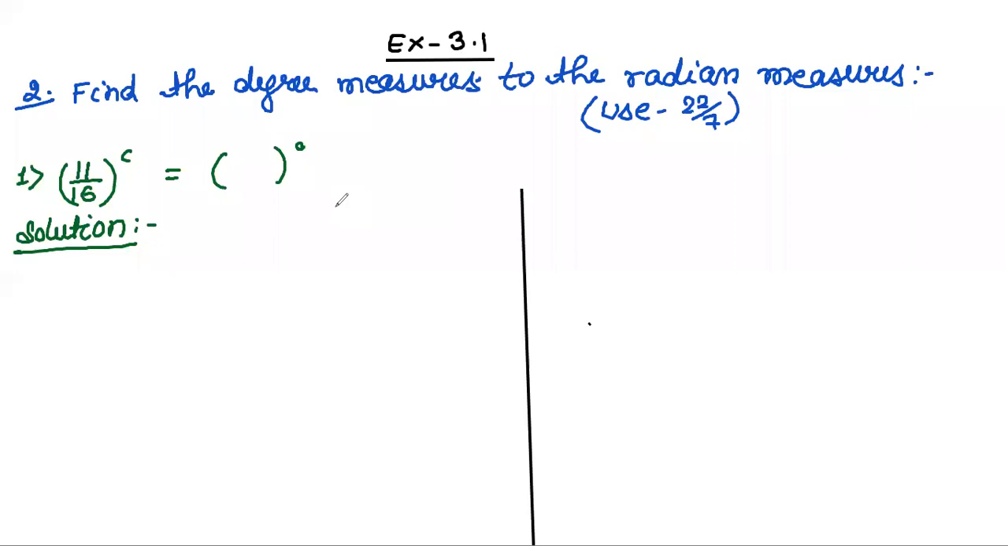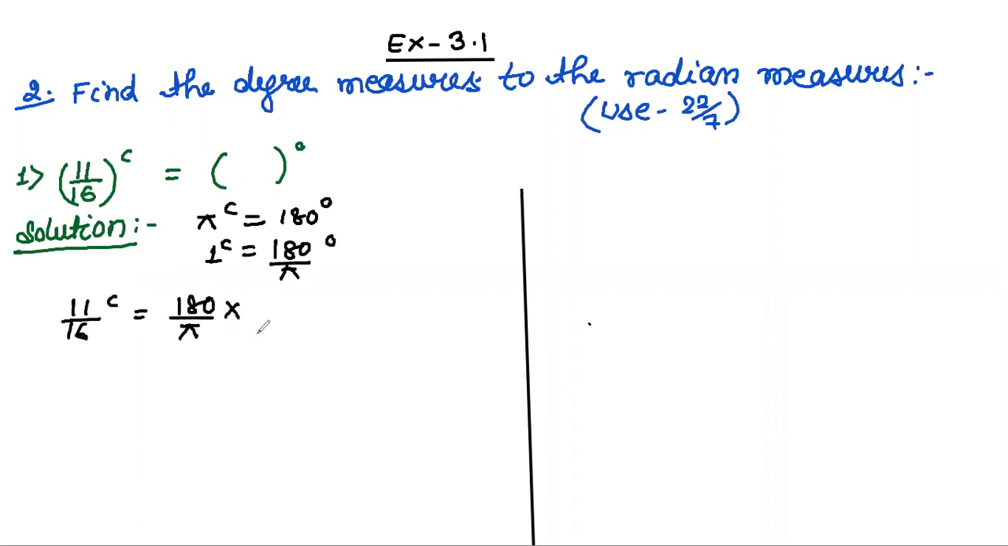Now the next question is question number 2. Find the degree measures for the radian measures. So here radian is given. We have to find out into degree. So we know that pi radian equals 180 degree. Then 1 radian equals 180 by pi degree. Now 11 by 16 radian equals 180 by pi into 11 by 16.